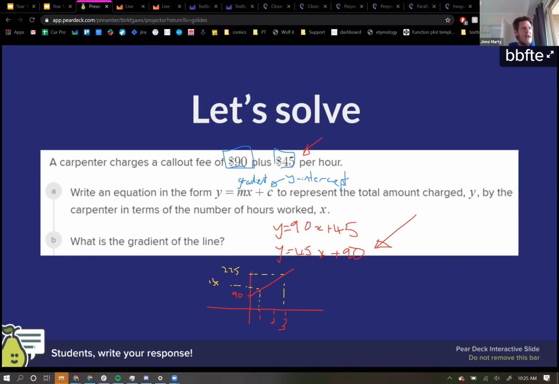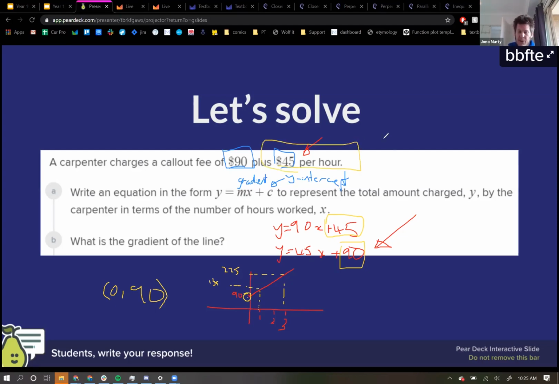One of you has, there you go, you've got them the wrong way around. So this 45, or this value here, plus 90, this is our flat fee or the y-intercept. You can see here again, this is our y-intercept, it occurs at 0, 90, and that means that the minimum cost is going to be $90. Even just to call out the carpenter, it's going to cost you $90, and then $45 per hour.